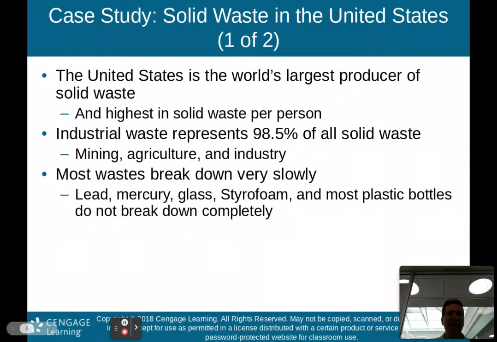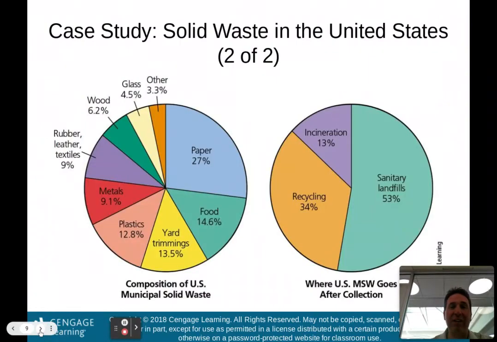All right, so core case study here talking about solid waste specifically here in the United States. The United States is the world's largest producer of solid waste and highest in solid waste per person. Industrial waste represents 98.5% of all solid waste here in the U.S., mining, agricultural, and industry. And again, most of this waste breaks down very slowly. Lead, mercury, glass, styrofoam, plastic bottles actually do not break down completely, so then they are left in landfills.